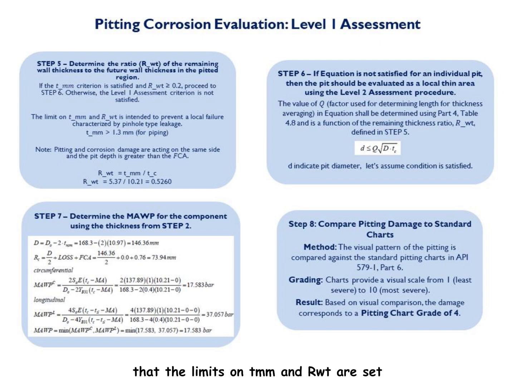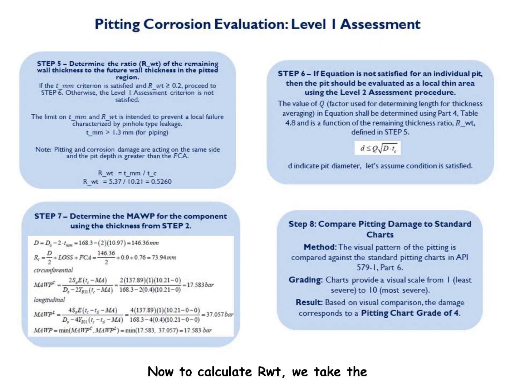It's important to note that the limits on tmm and RWT are set to prevent local failures, such as pinhole leaks, which could be critical. For piping applications, the tmm threshold is set at greater than 1.3 millimeters. Remember, both pitting and general corrosion damage are acting on the same side of the material, and importantly, the pit depth exceeds the flaw's critical area, or FCA, which raises concerns about integrity.